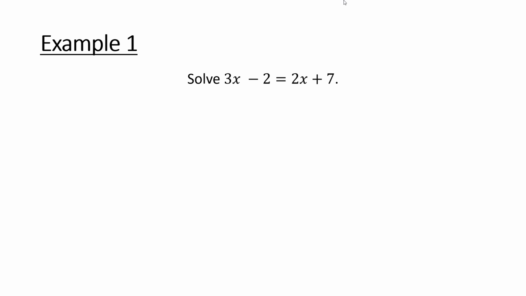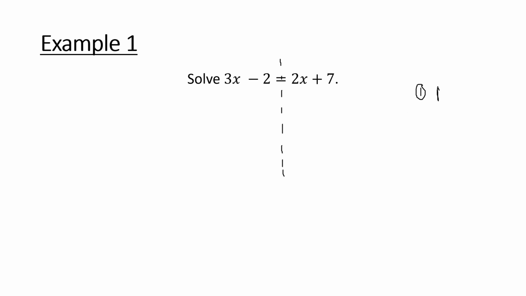Solve 3x minus 2 equals 2x plus 7. So the first thing you're going to do when you're given an equation like this is to draw that straight line down the middle. The next thing you have to do is have a look at your value of x's. You want to now only have x's on one side of your equal sign. So what you're going to do is have a look, where is your smallest amount of x, and that is this one, because 2x is smaller than the 3x.